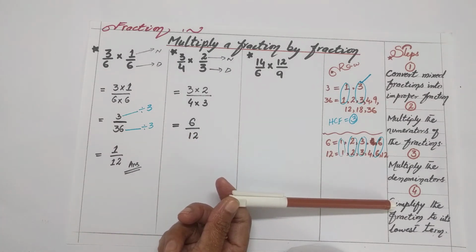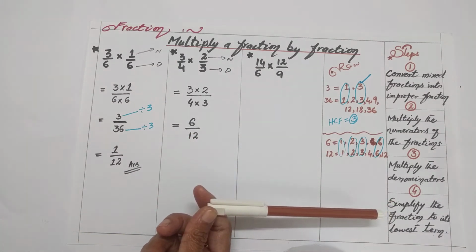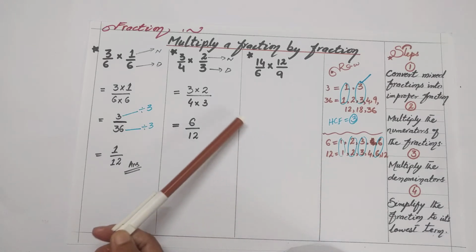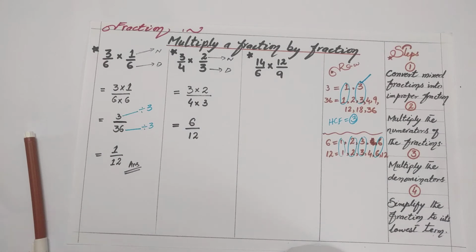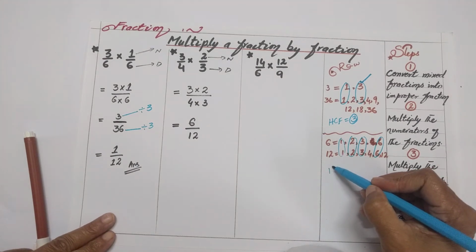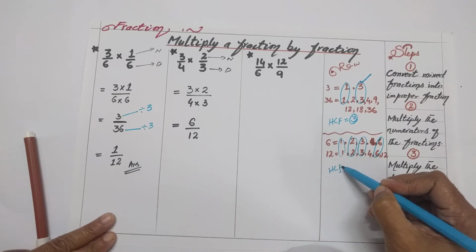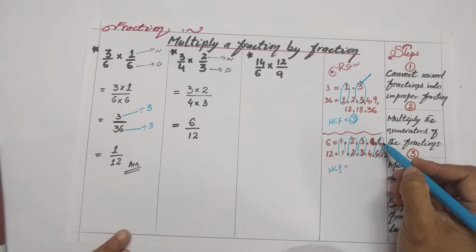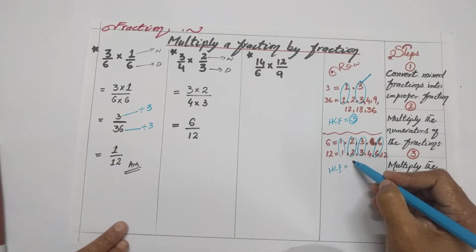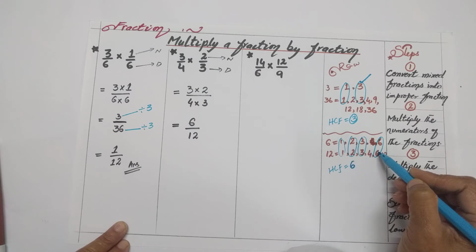That is your step number 4. Simplify the fraction to its lowest term. So to convert the fraction to its lowest term, you have to divide the numerator and denominator by the highest common factor. What is the highest common factor of 6 and 12? Highest common factor is 6, because among 1, 2, 3 and 6, 6 is the greatest number. That's why 6 is the highest common factor.